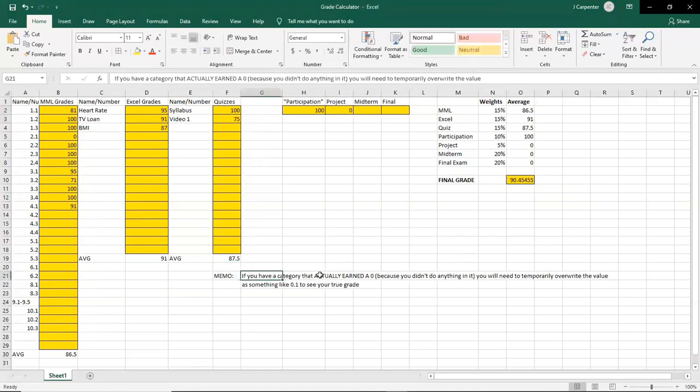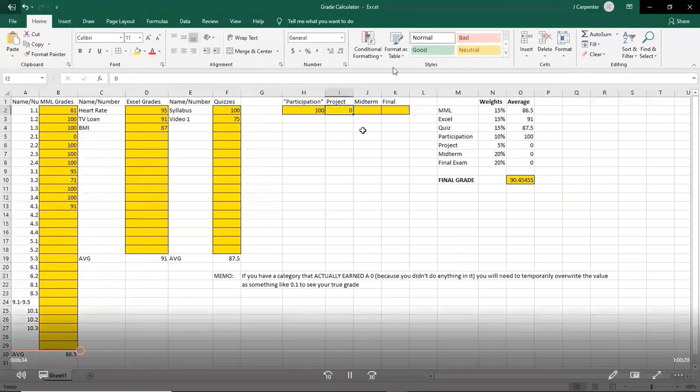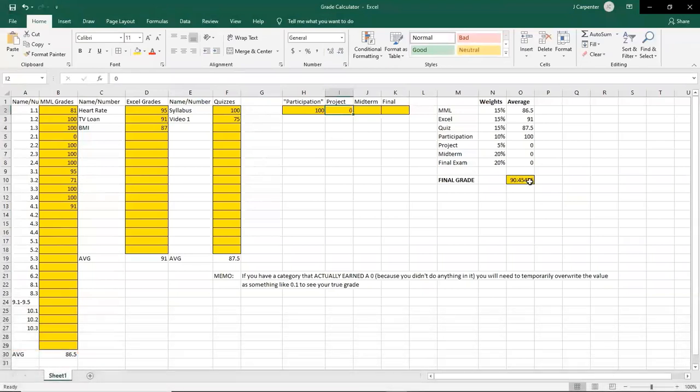If you have any category that you actually earned a 0 across the whole thing because you didn't do it, you will need to temporarily overwrite the value as something like a 0.1 to see your true grade. So I did not do the project, which means I earned myself a 0. But because of the wackiness of Excel and those things I was talking about, if you put a 0, it thinks it's blank, which means it's not actually accounting for it. So if I didn't take the midterm and I earned a 0 on it, if I didn't take the final, I earned a 0 on it, it still says 90.45.